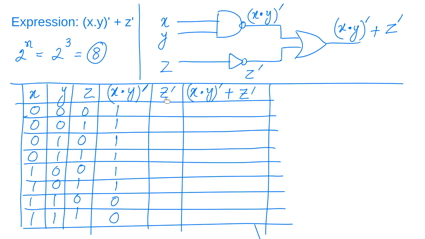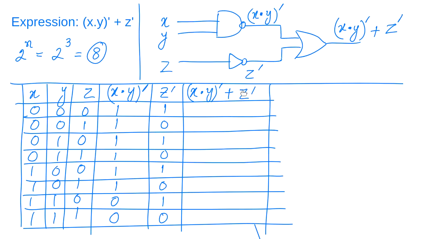Filling out Z inverse is very easy. Wherever there is 0, you just write 1 in that place, and wherever there is 1, you just write 0 in that place. So I will quickly fill this out. Okay, now the last column is for simple addition. Okay Rashid, I will just fill it out.